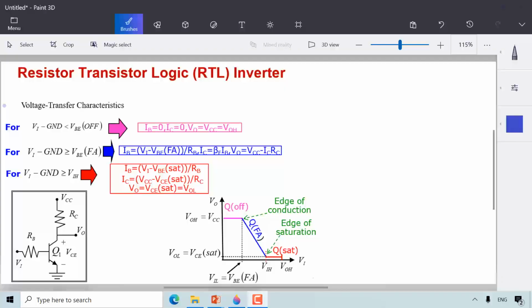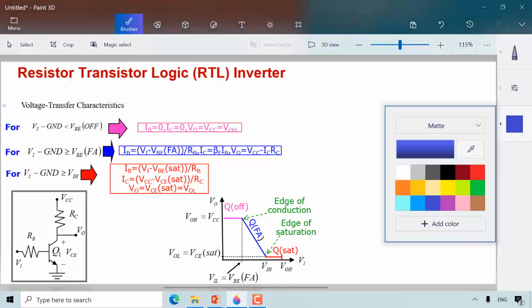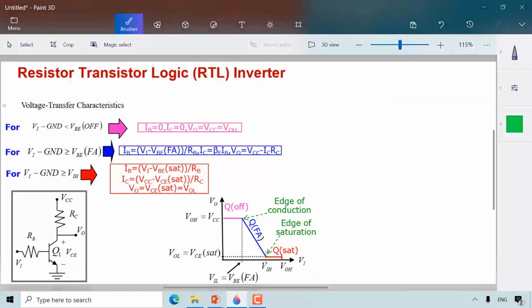Okay, continuing the discussion for building gates using diodes and BJTs. The next family of gates that we will be looking at is resistor transistor logic, abbreviated as RTL. We'll look at the RTL inverter, and it is very critical to understand that this circuit consists of the following.